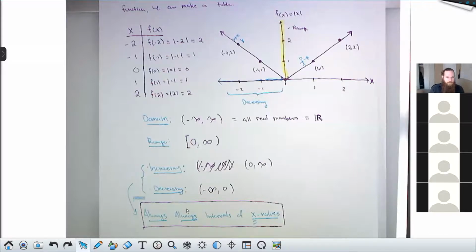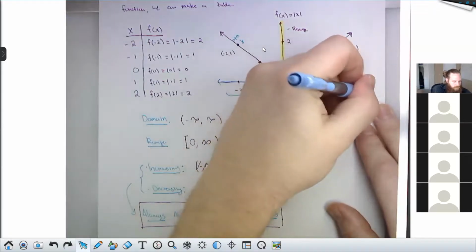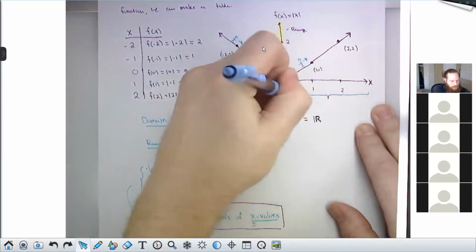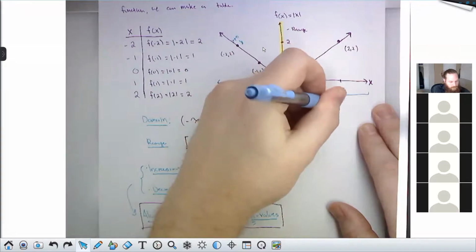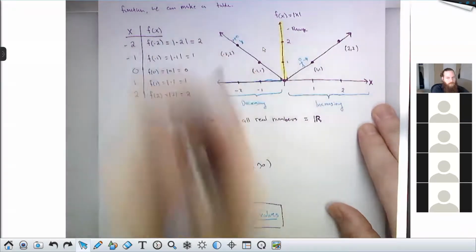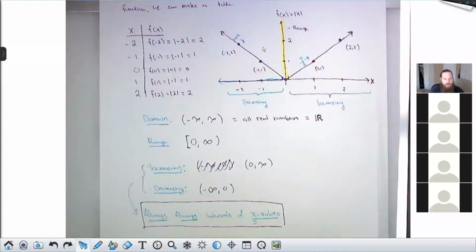But when it comes to increasing and decreasing, the points where we turn around and go from increasing to decreasing, or like this point where we go from decreasing to increasing, at those turning points, as they're called, we're neither increasing nor decreasing. So everywhere to the left of 0, we're decreasing. Everywhere to the right of 0, we're increasing. But at 0 itself, we're doing neither of those things. So we wouldn't include 0 in either of these. And that's always going to be the case when we talk about increasing and decreasing: turning points aren't included.